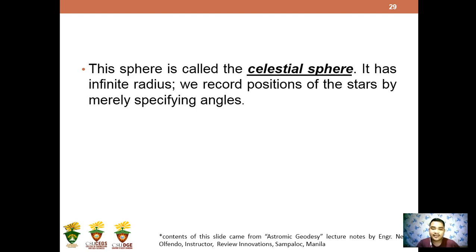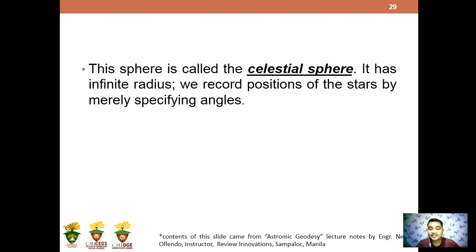Celestial sphere ang tawag ana niya. Kanang nakamurag naka sa sulod sa isa ka sphere. So katong sphere nga imong giunahon, ang tawag ito niya ay celestial sphere. It has an infinite radius, so di siya fixed. We record positions of the stars by merely specifying angles only.